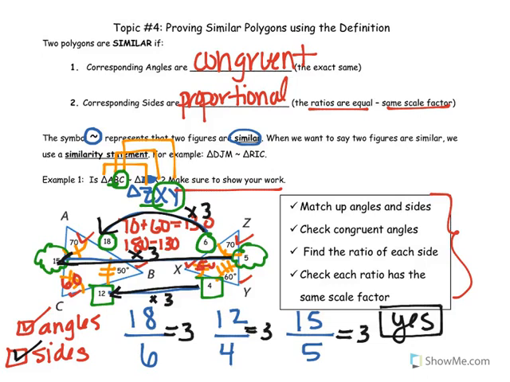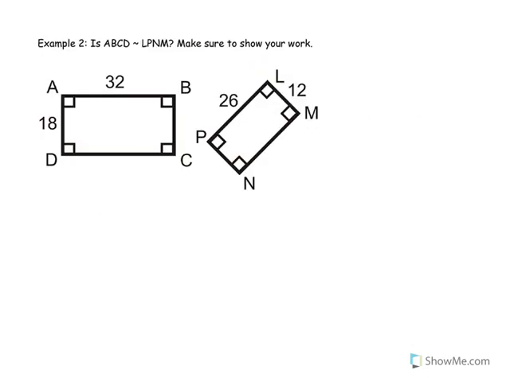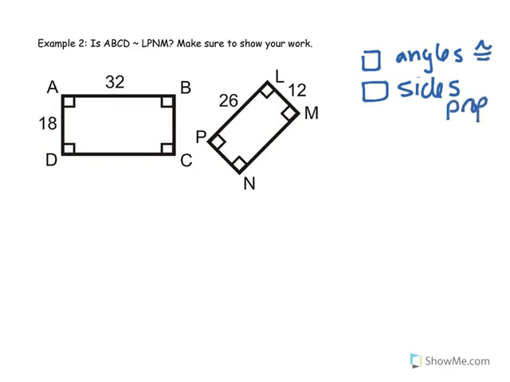Let's look at example number 2. Is ABCD similar to LPNM? Make sure to show your work, okay? What's important right now is to remember there's 2 things we have to check. We have to check the angles and we have to check the sides. Okay? Remember, we're checking that angles are congruent and that sides are proportional. So let's first match up the angles and sides.